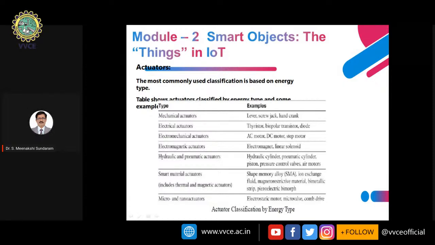Electromechanical actuators for motion, maybe with an AC or DC motor or a stepper motor. Similarly, electromagnetic actuators, with examples such as an electromagnet or linear solenoid. Then hydraulic or pneumatic actuators, smart material actuators, or micro or nano actuators, like microelectrostatic motors, micro valve, comb drive. So all these are some of the actuators based on the energy type.